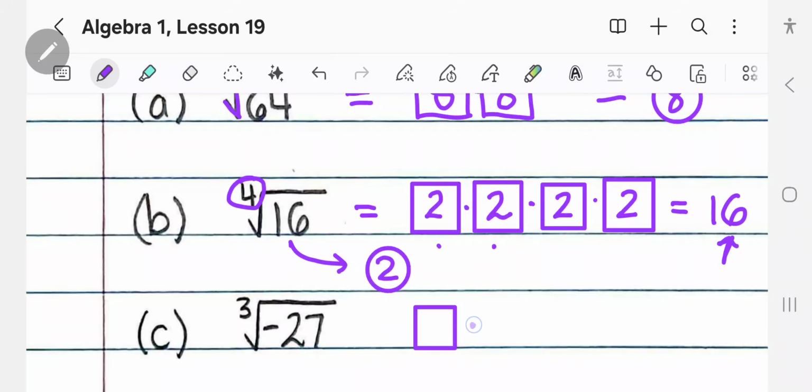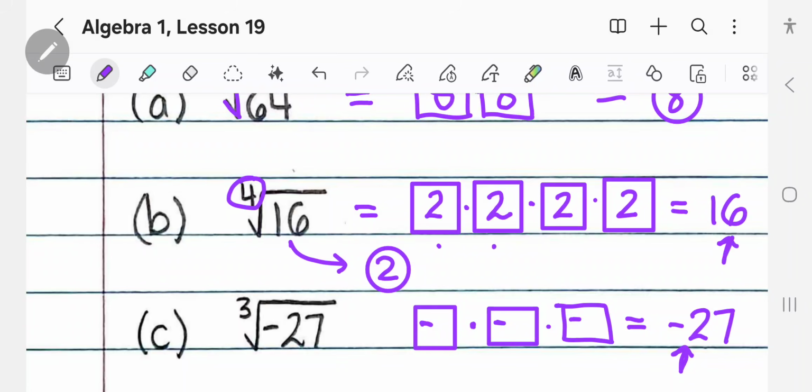Let's try the cubed root of negative 27. So the root index is 3. I need to think of what one number, when it is multiplied a total of 3 times, is going to give me a negative 27. Well, I have an odd number of factors, and I end up with a negative. That makes sense, doesn't it? So these must be negative. I'll have 3 negatives, which is odd, which will give me a negative product.